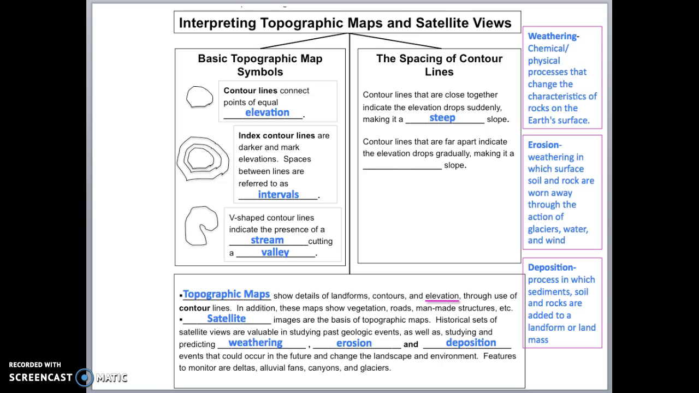So when we look at the spacing of contour lines, lines that are close together indicate the elevation drops suddenly, making it a steep slope. There's a very quick change in elevation. Contour lines that are far apart indicate the elevation drops gradually, making it a gentle slope. And then lastly, to find the distance between points, you're going to subtract the elevations. And we'll look at that here in just a second on our example.